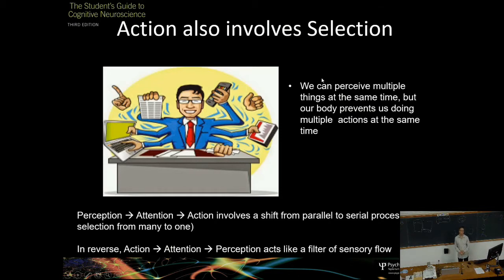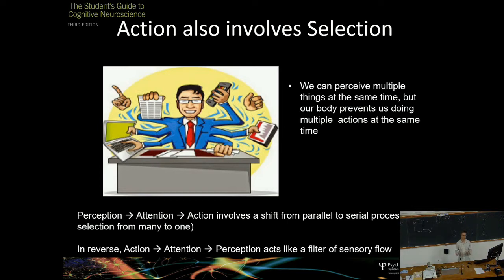Action also involves selection as well. Whereas in that scene you might be processing all the different colours and sounds and smells simultaneously, our bodies pose certain selection demands on us, and that's simply because we have to do one thing at a time in general. I mean, with some limitations, obviously our eyes can do one thing and our hands another, but even so there's a finite range of possibilities that you can do.